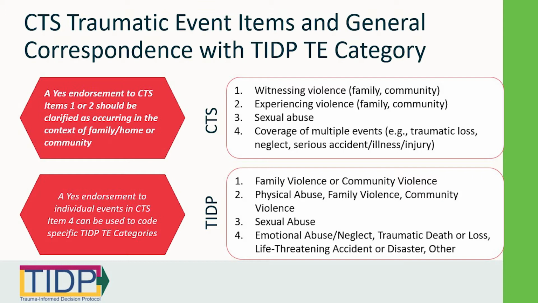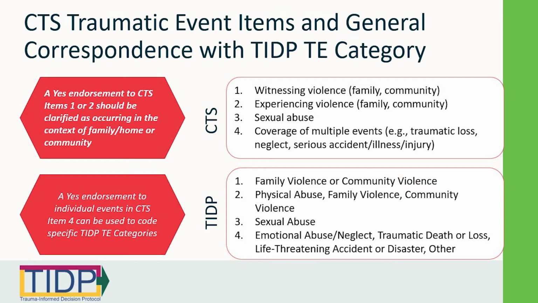AJ also acknowledged getting hit, punched very hard by his stepfather, and also being jumped in the community. So that was his endorsement on item number 2. We can cross-reference that down in the bottom right-hand corner to be indicative of physical abuse, family violence, and community violence. So we could take his endorsements on item 2 and acknowledge that on the TIDP we have evidence of all 3 of those different categories of traumatic event exposures.